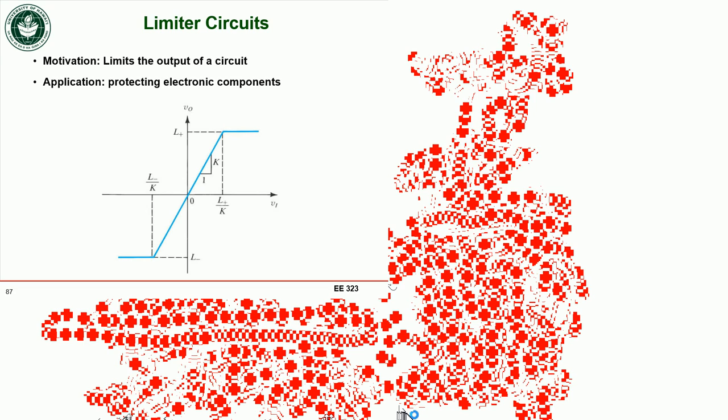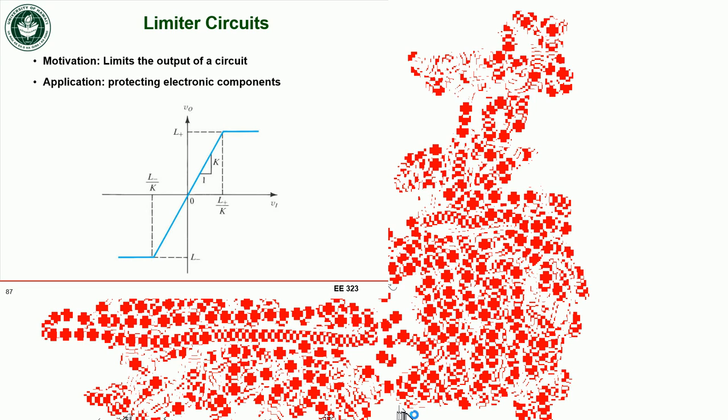And you may want to do this, for example, let's say you connect up some kind of sensor to the input of a microcontroller. Usually a microcontroller is going to define a maximum input voltage. And let's say your sensor, if there's a lot of whatever you're sensing, can have a very high output voltage. You might want to limit that so that it won't damage your microcontroller. That's one example of where you'd want to use a voltage limiter.